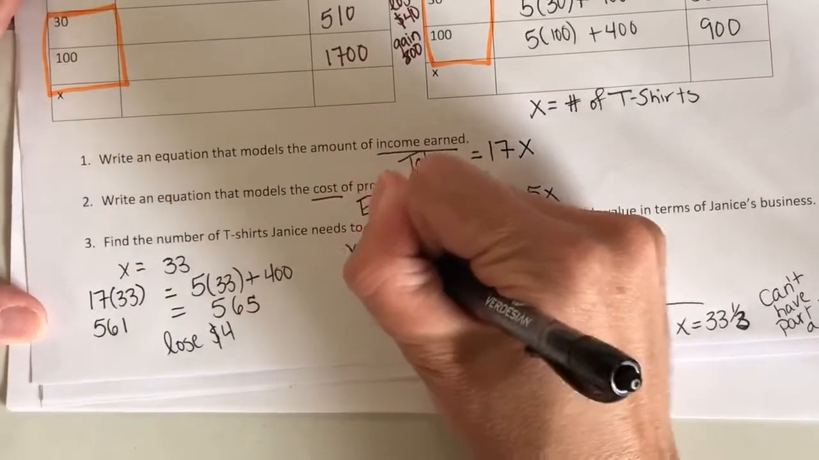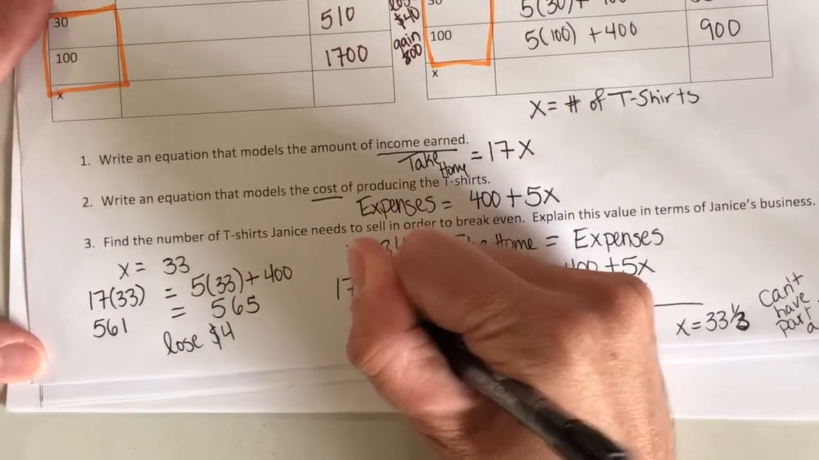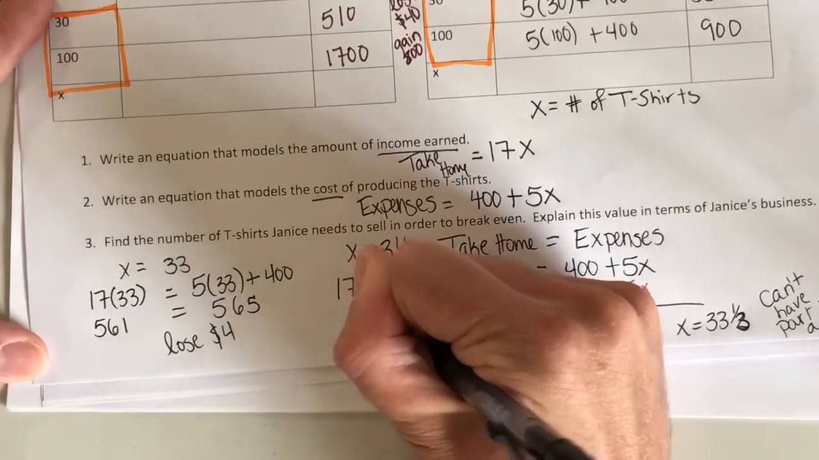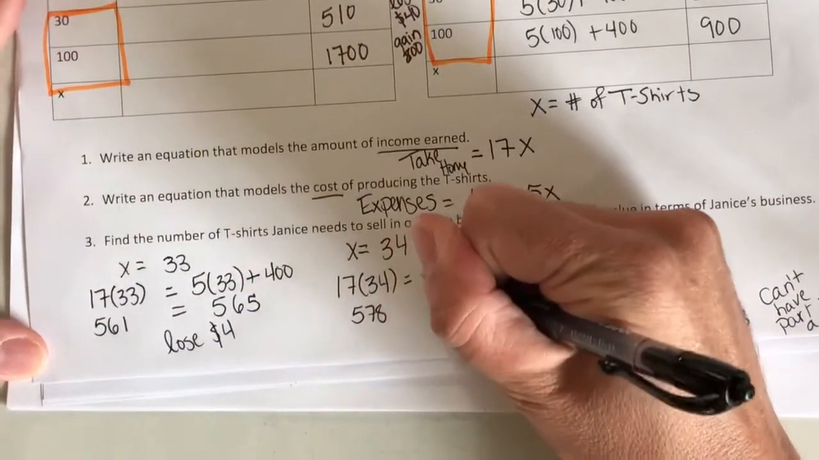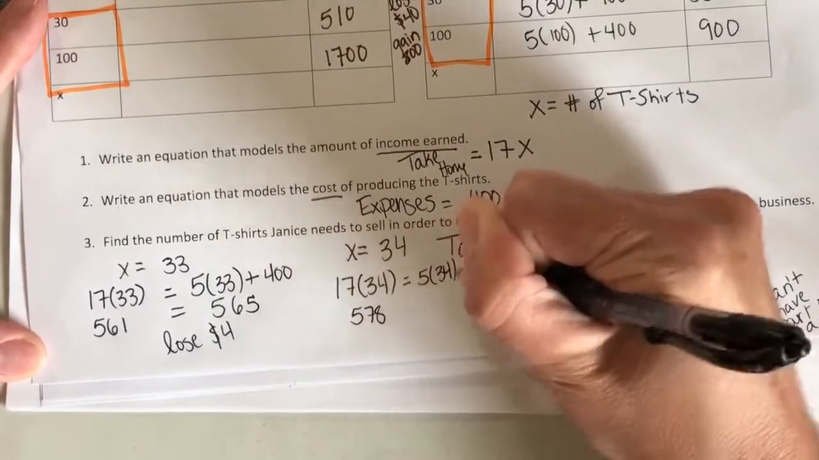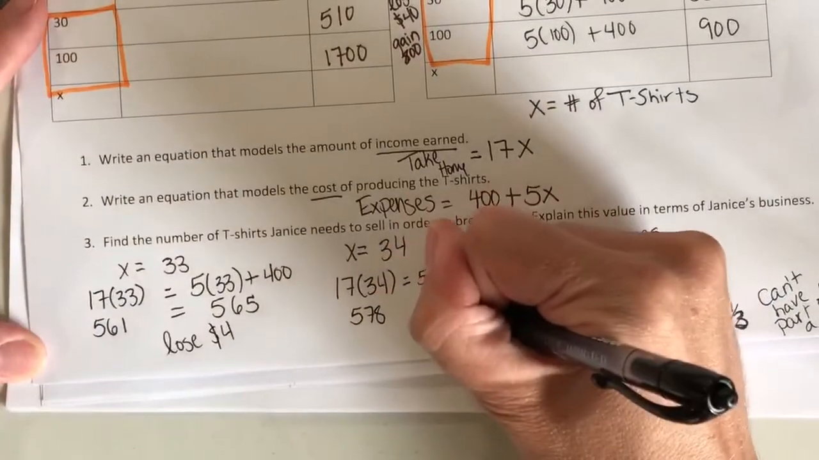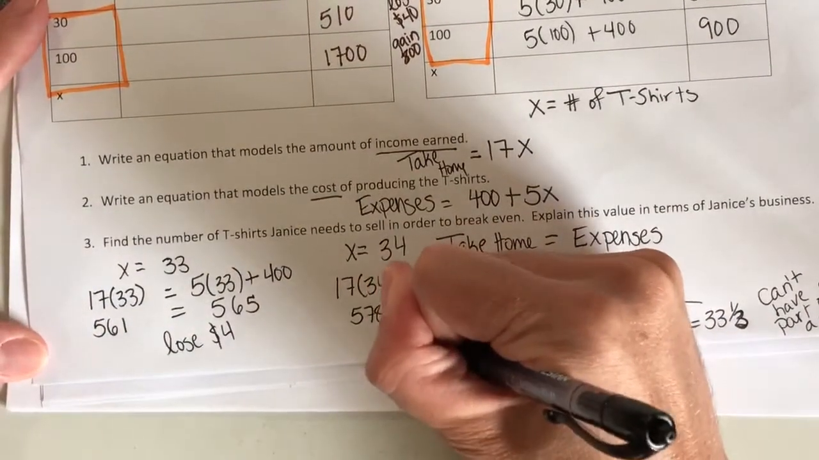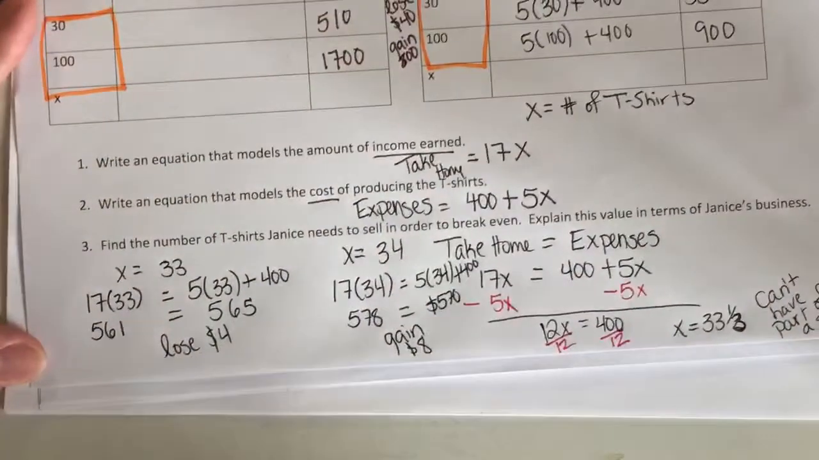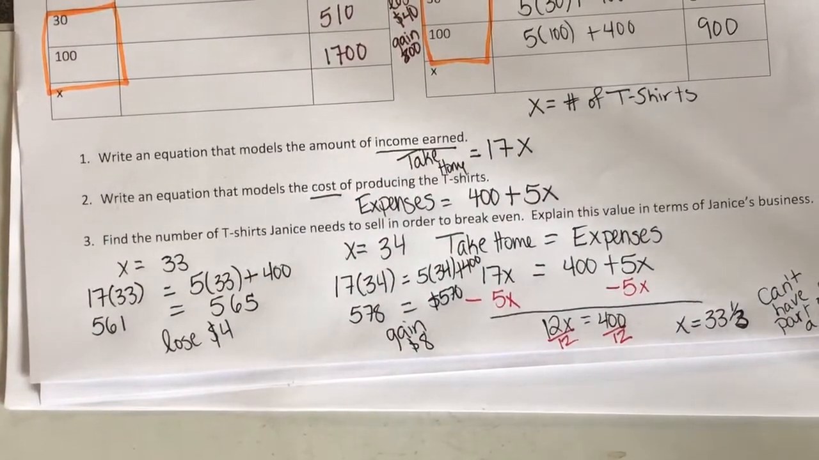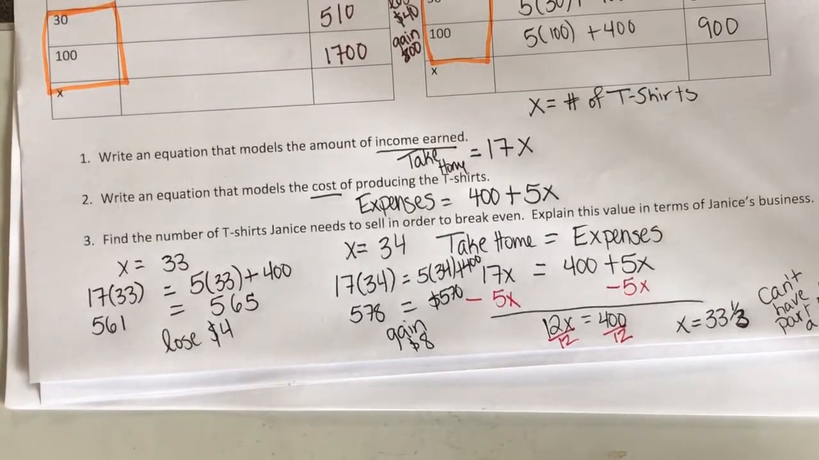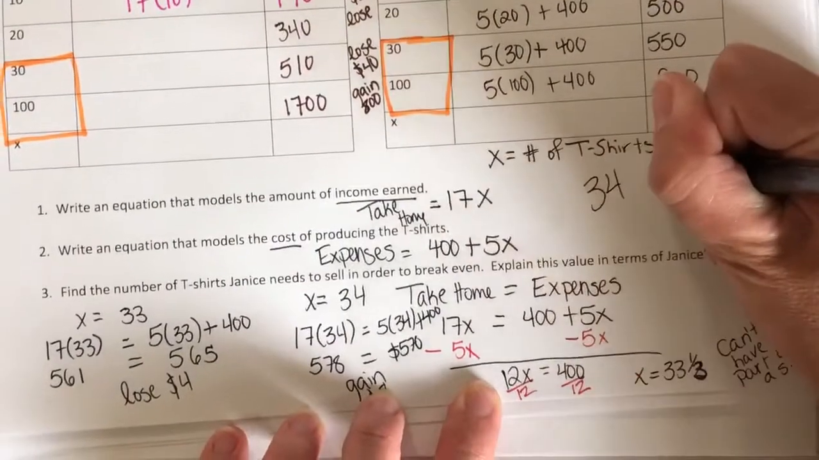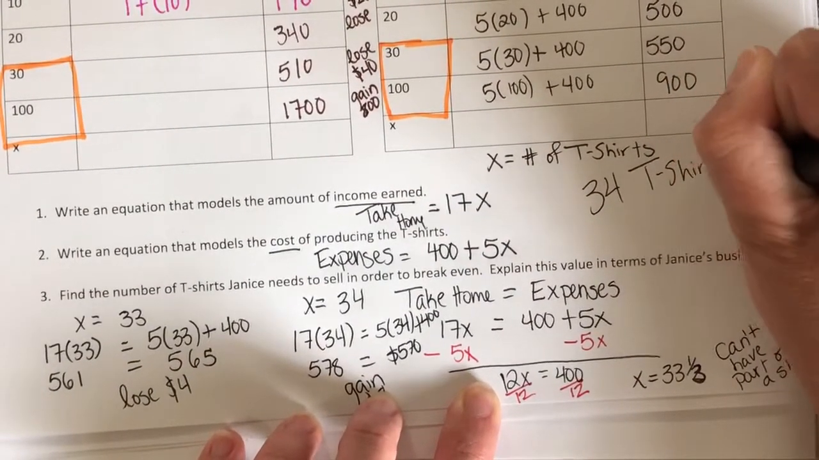So what if I let x equal 34? If I make and sell 34 t-shirts, then I'm going to bring home $578, and it's going to cost me $570. So even though they're not equal to each other, on this one I'm going to gain $8. So we're not losing any money. The exact break-even mark is 33 and a third, but we can't have a fraction of a shirt. So how many t-shirts must you make to break even? 34. 34 t-shirts to break even.